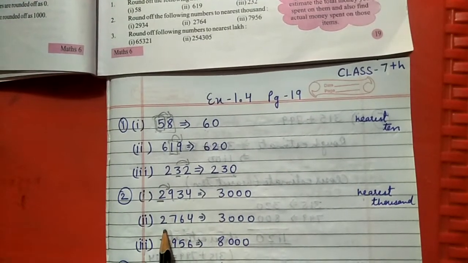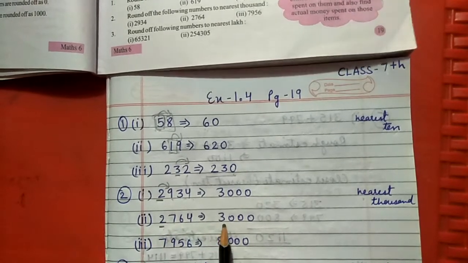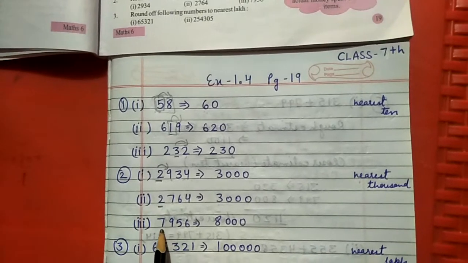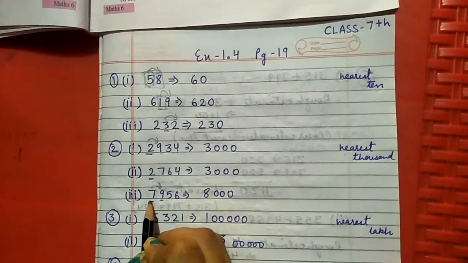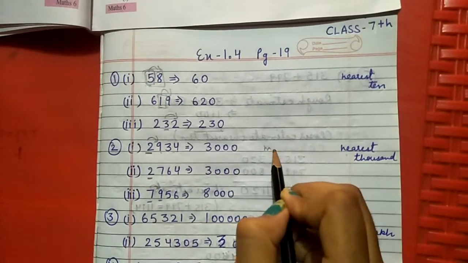Now the next number, you can see this digit is also greater than 5, so this becomes 3000. Here also the thousands digit is 7 and we check the next digit, which is greater than 5, so it becomes 8000.